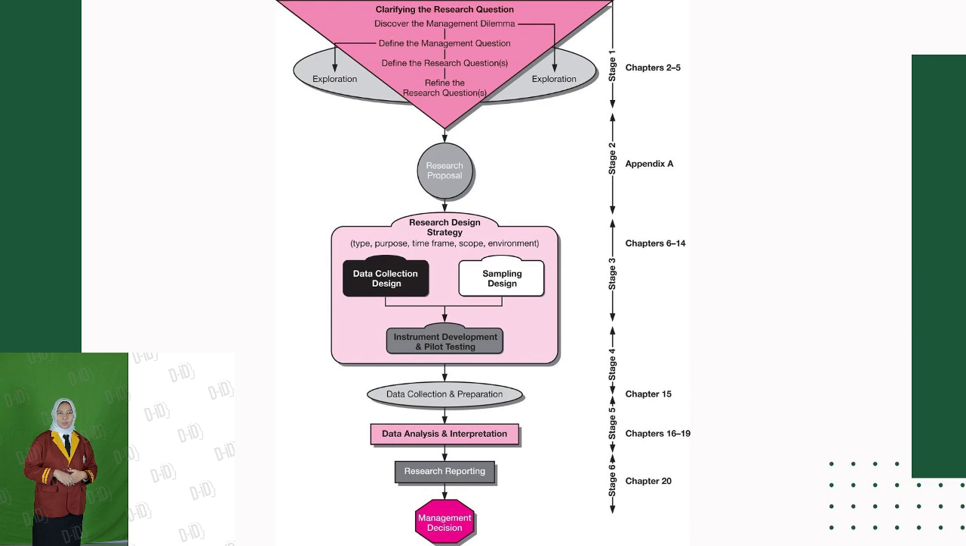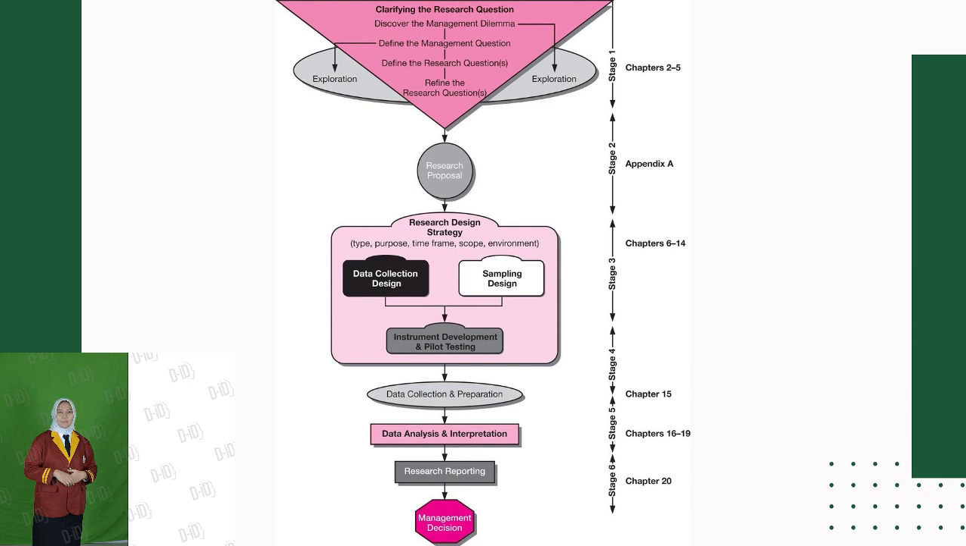Stage 1: Clarifying the research question. Business research always starts from a managerial dilemma, a situation or problem faced by management and the solution is not yet clear. The company could be facing a decline in sales, problems with employee productivity, or changes in consumer behavior that are not yet understood. The first step is to find the management dilemma itself.